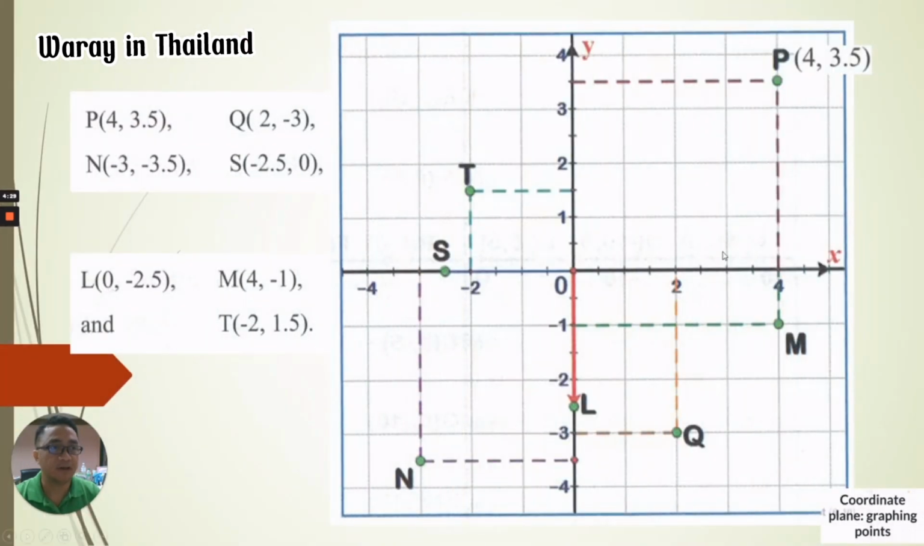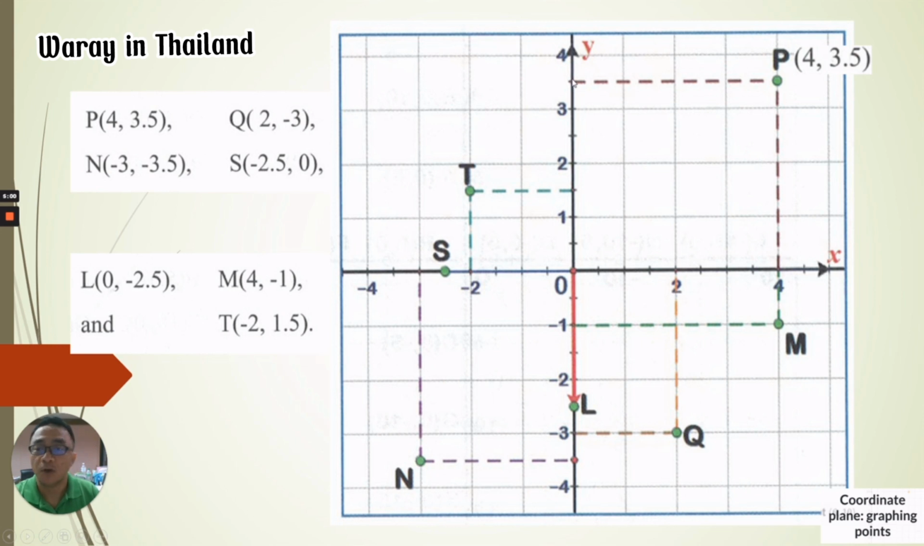And we have here examples of different ordered pairs that we plot on the Cartesian plane. Like the first one, we have point P. This is positive 4 and y is 3.5. So if we found this, we can find this in the first quadrant because it has all positive. So that's why we have here point P, 4 at the x-axis and 3.5 at y.